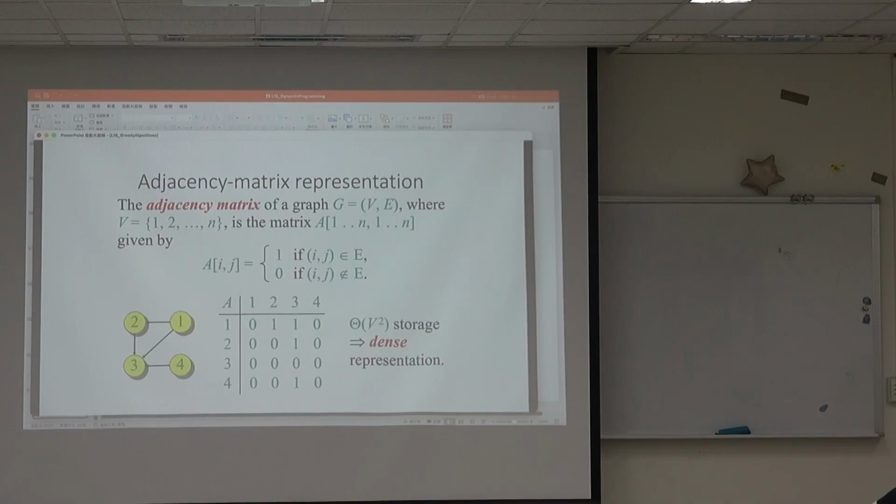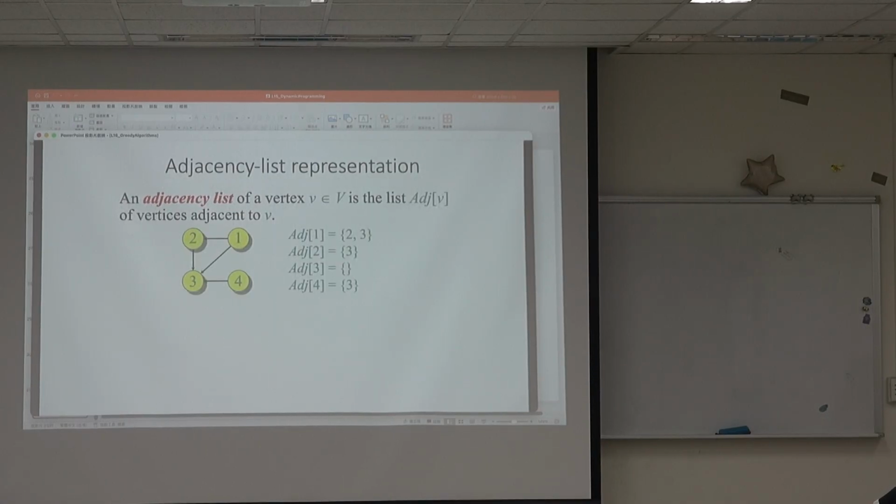Pretty much there are a lot of advantages of using the adjacency matrix representation, but the storage is obviously an issue. If your graph is dense, there's no way you can save space. So another data structure to represent a graph is the adjacency list.